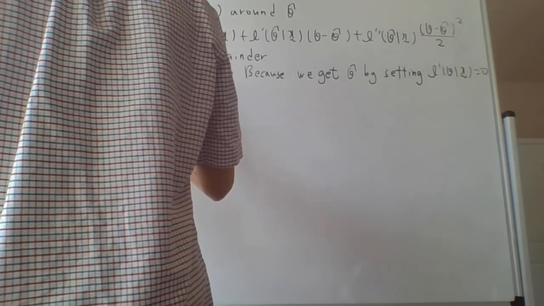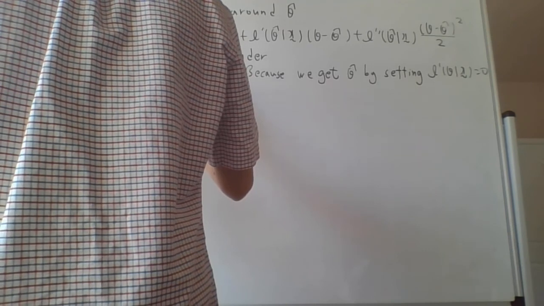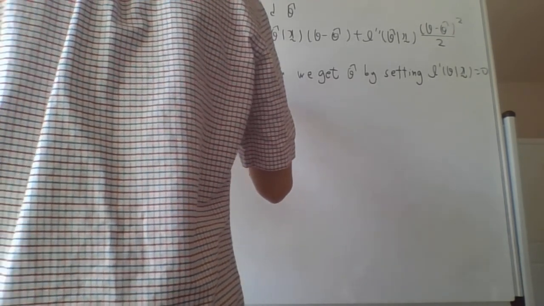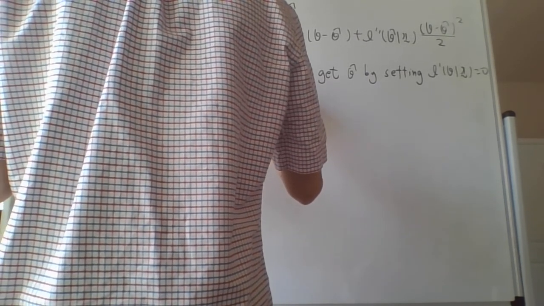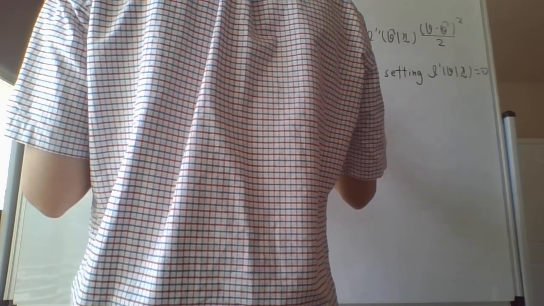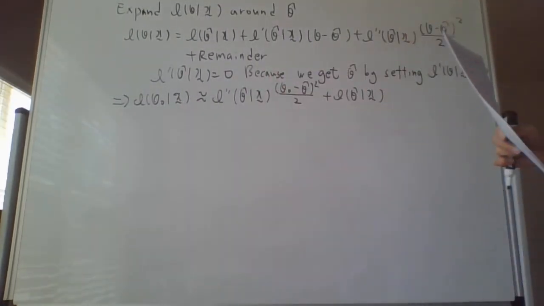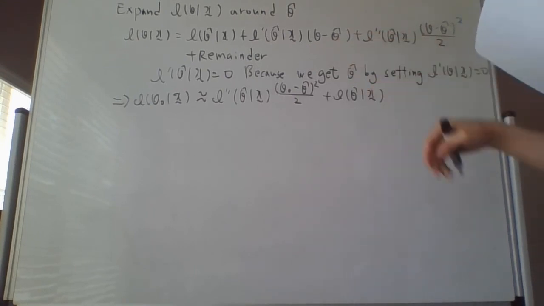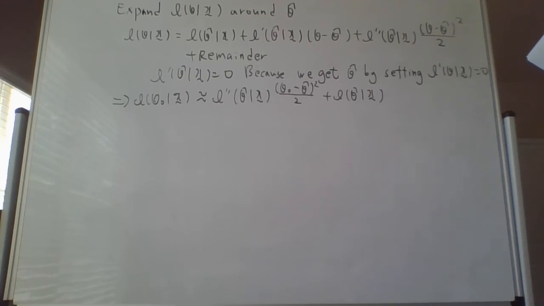So this gives l double prime of theta hat given x tilde times theta 0 minus theta hat squared divided by 2 plus l of theta hat given x. Because the first-derivative term goes away, we only have this term. Then we can approximate l of theta 0 given x tilde.